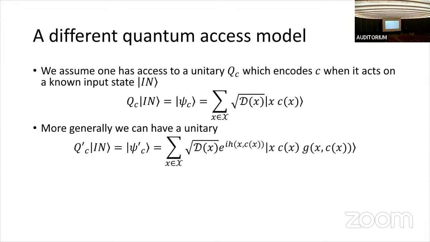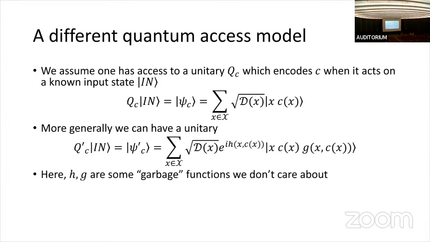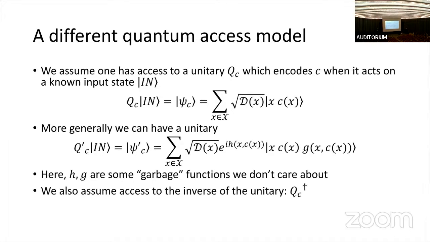More generally, we can cope with a unitary that adds some random phase and some random state garbage that we don't care about, which is quite important because often it's easy to prepare states with garbage, but quite hard to get rid of that garbage. And very importantly, we also assume you have access to the inverse of the unitary. In our model, a query is equal to the oracle or its inverse, which is supposed to be roughly equivalent to the difficulty of preparing one of these quantum samples.